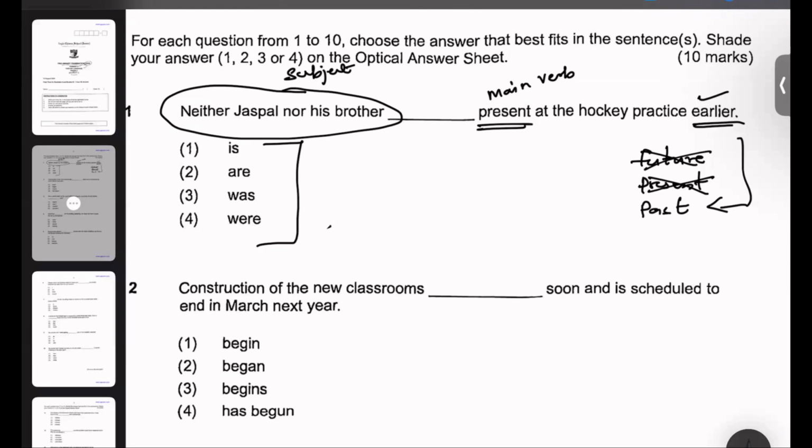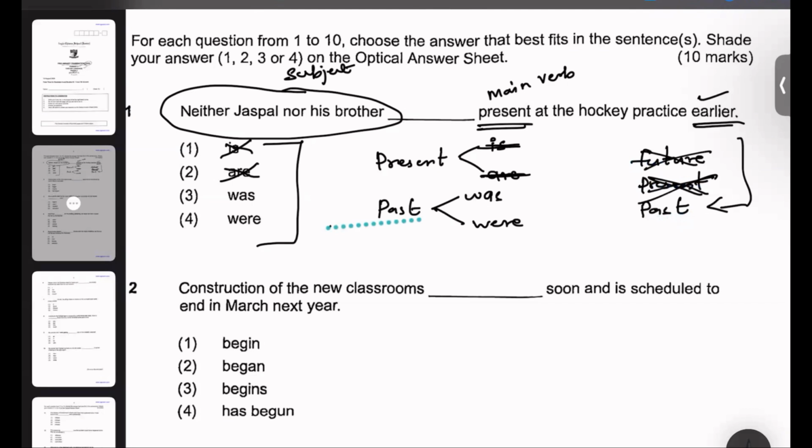Now let's look into the options. For present tense, the verbs that we use are is or are. For past tense, the verbs that we use are was or were. Now that we have already eliminated the option of present tense, we are very sure that it's not is and it's not are. So these options are eliminated. Now we are left with was and were.